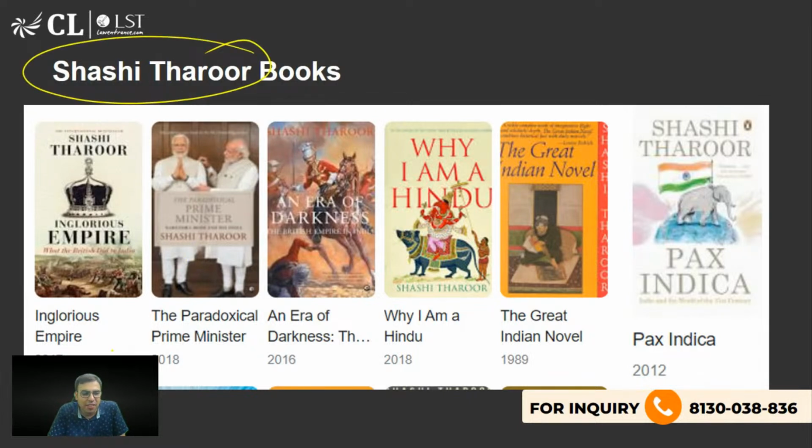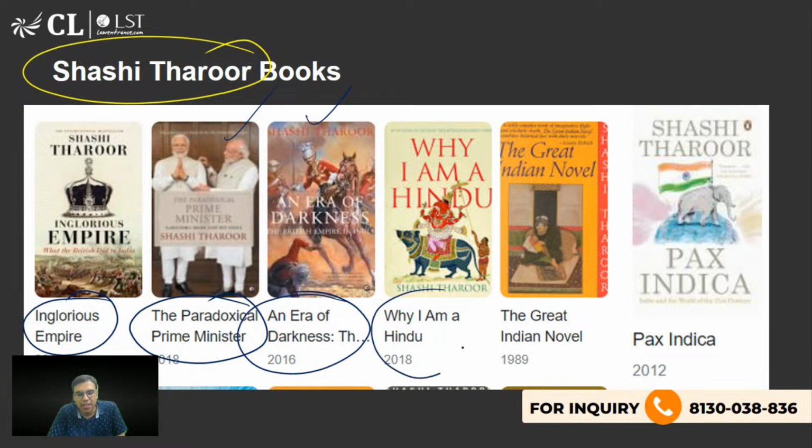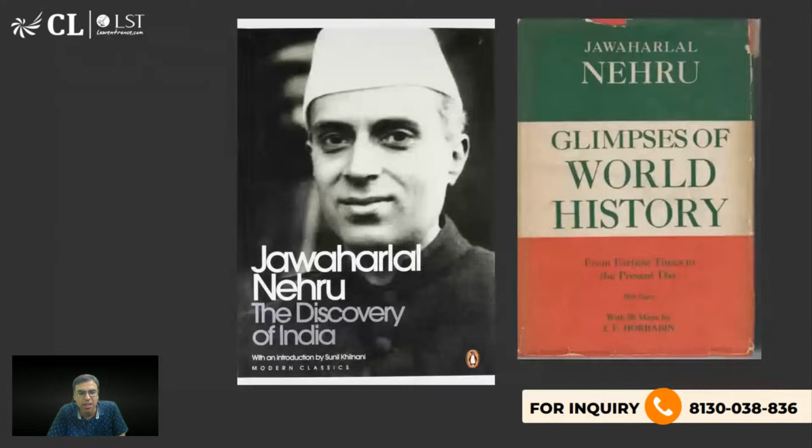These are also asked in different exams. This is a very famous book, Inglorious Empire. Then Paradoxical Prime Minister, this is also Shashi Tharoor's book. Then Era of Darkness, also a very famous book of Shashi Tharoor. Why I Am a Hindu, The Great Indian Novel, Pax Indica. So these are prominent books of Mr. Shashi Tharoor. Now let's move on to another one.